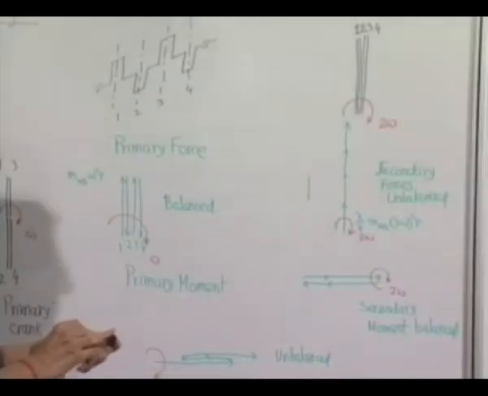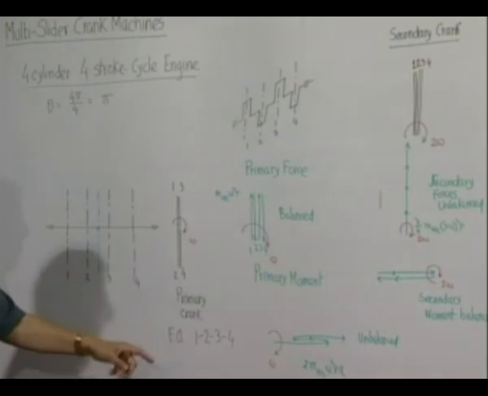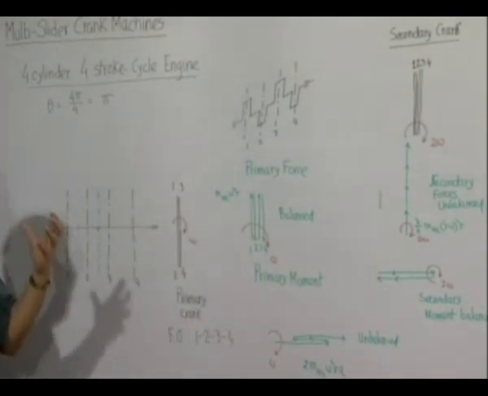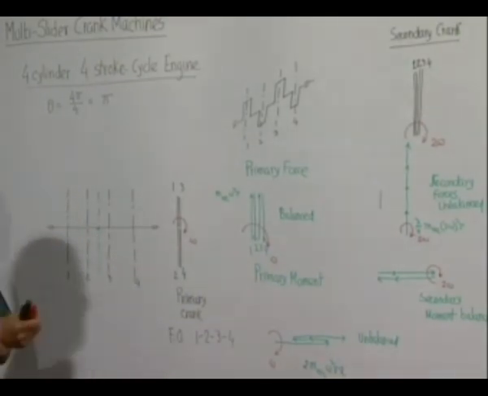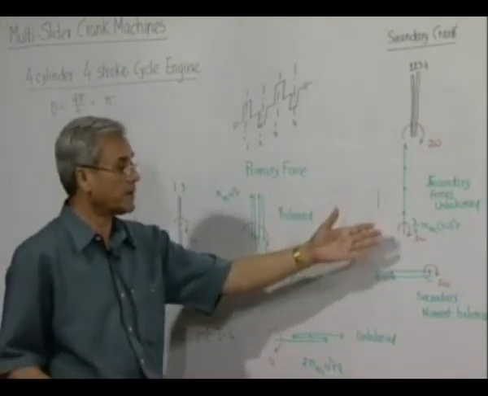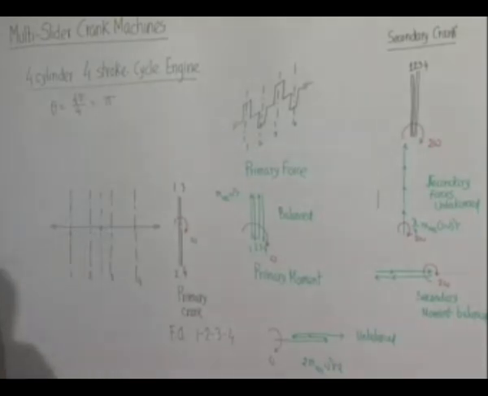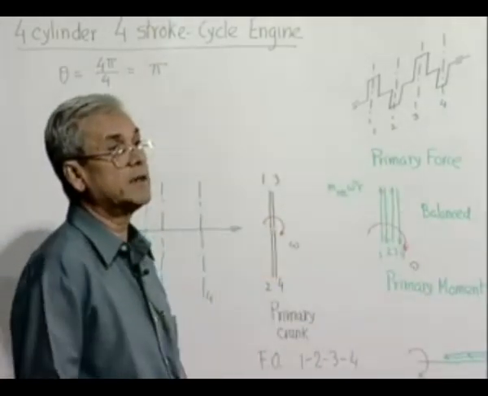The important thing we should note is that in this kind of situation where we have taken a 4-stroke cycle 4-cylinder engine with a firing order 1, 2, 3, 4, the primary forces are balanced, primary moments are unbalanced. We should try to balance the primary as much as possible, because the magnitude is maximum. Secondary forces are unbalanced, but secondary moments are balanced. Now, what we actually want to tell, which is very important, is that just by changing the firing order, it is possible to improve the balancing situation.